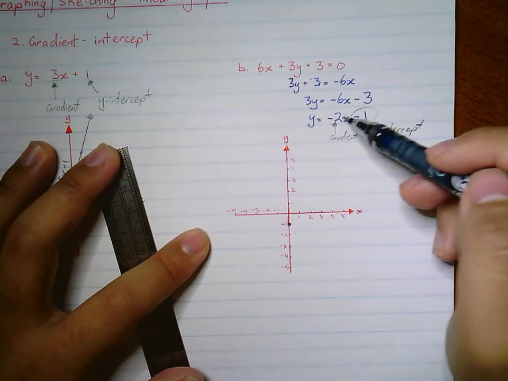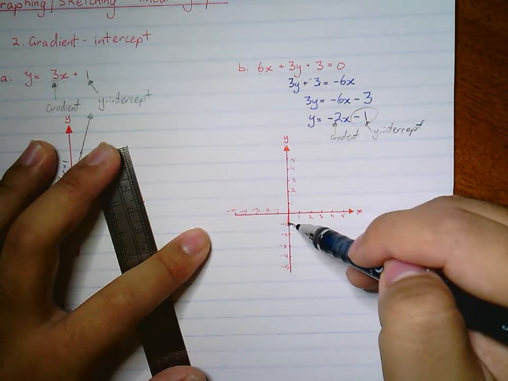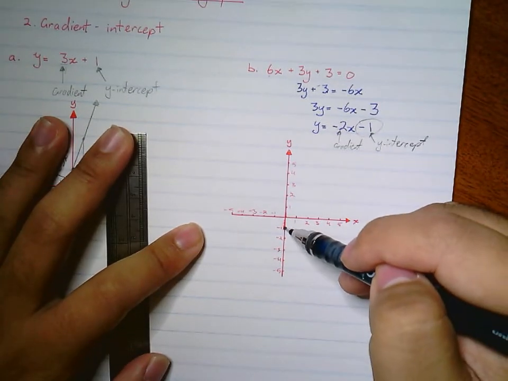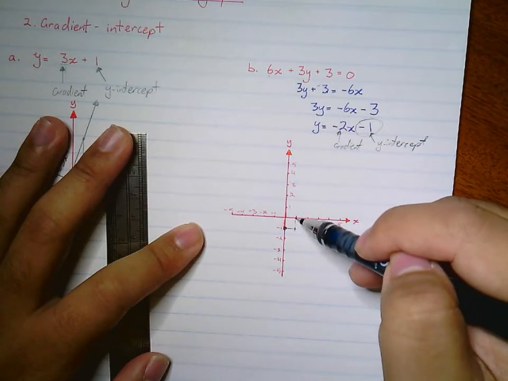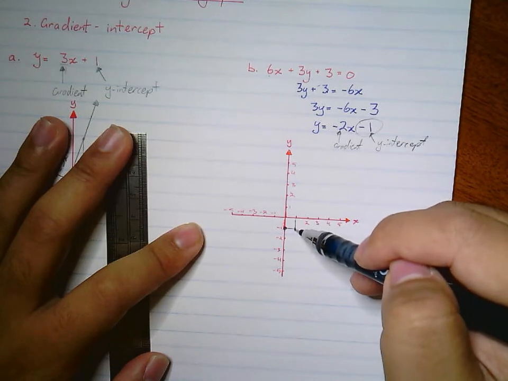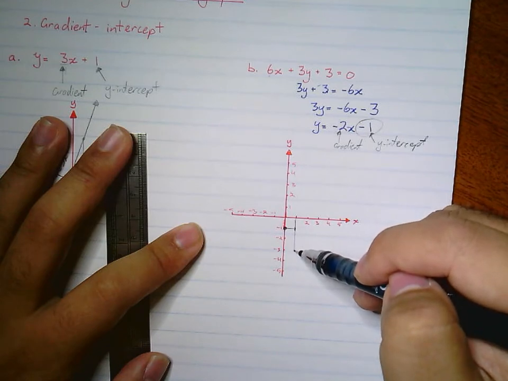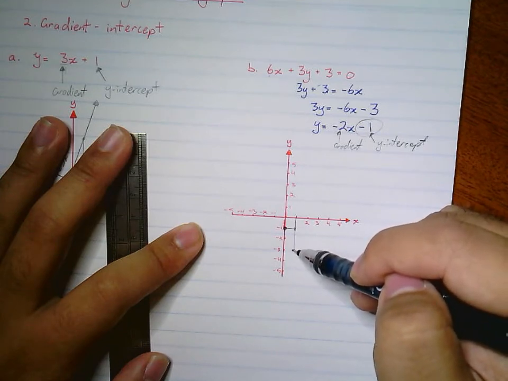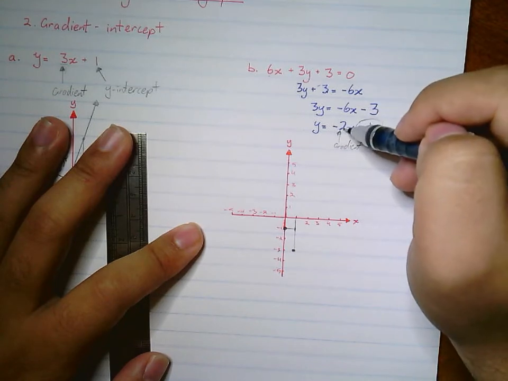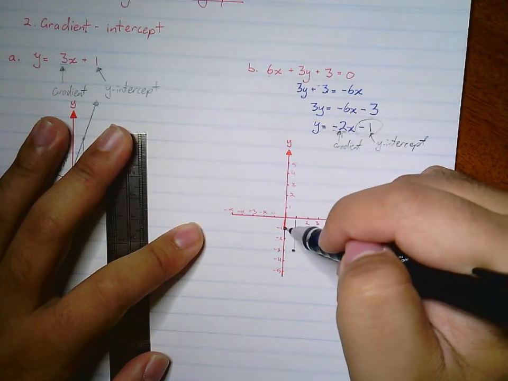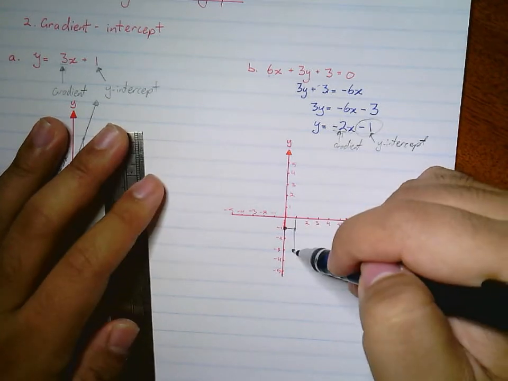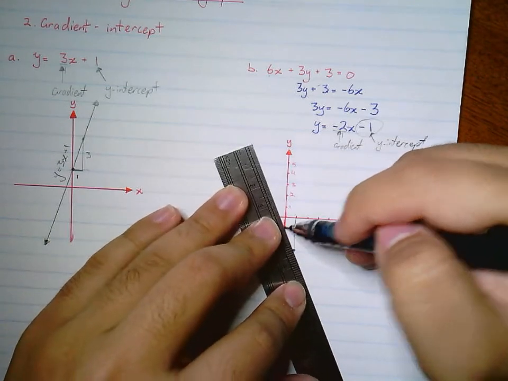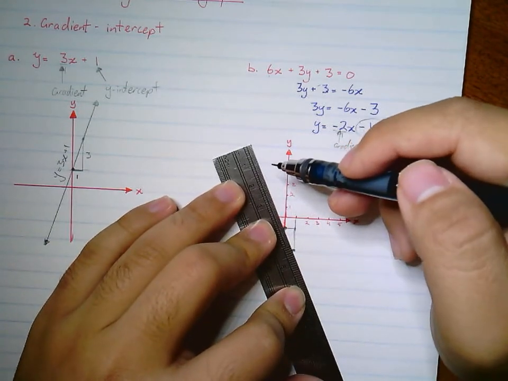Since it's a gradient of negative 2, if we move across by 1, so there's a run of 1, it would have risen negative 2 spaces. So it would have actually dropped 2 spaces right there. See, because it is negative 2 over 1, so a rise of negative 2 over 1. So using these 2 points, we can just quickly draw our line here.